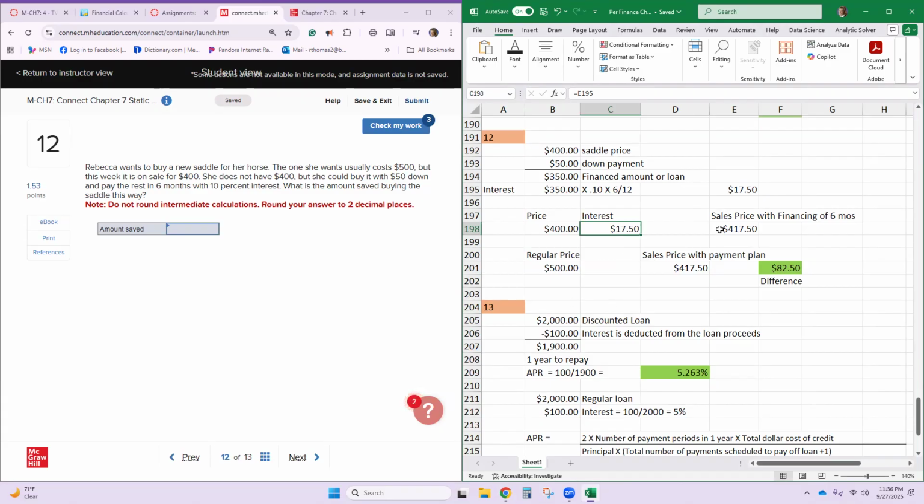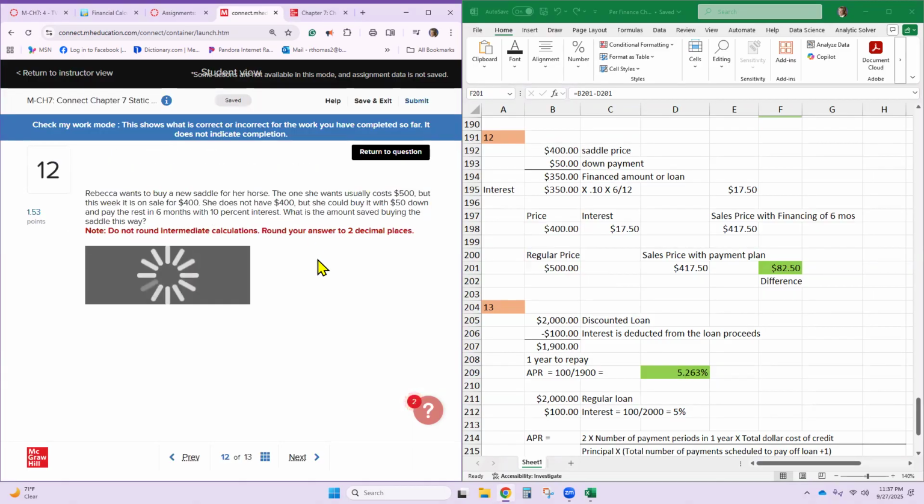And so therefore, the sales price, if this is the price of the saddle and this is the amount of the interest added together, it's $417.50. Here's your regular price of the saddle. Here's your new sales price with the payment plan. The difference is $82.50.